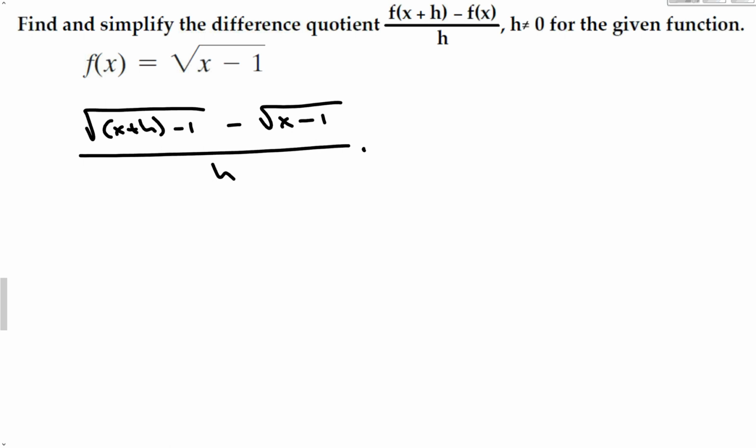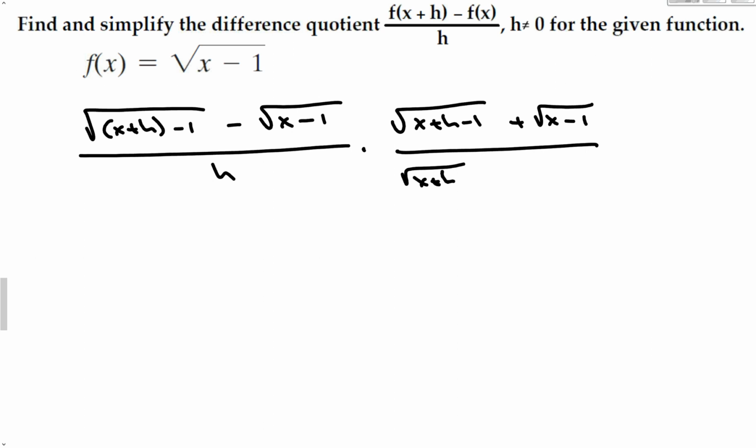So what I'm going to do is rationalize the numerator, which we practiced a little bit in an earlier section. Let's multiply the top and the bottom by the conjugate of the top. So that gives me the square root of x plus h minus 1 plus the square root of x minus 1, over the square root of x plus h minus 1 plus the square root of x minus 1. Now, when I FOIL these together, the middle terms are going to cancel out. That's the point of multiplying by the conjugate. And we're left with a radical times a radical, so the radical just goes away.